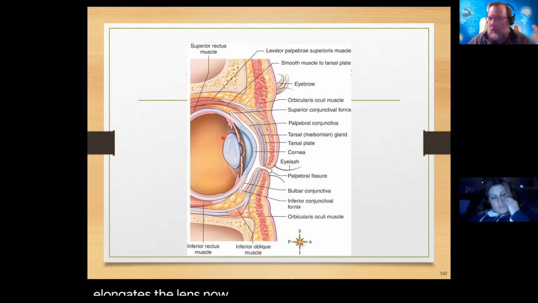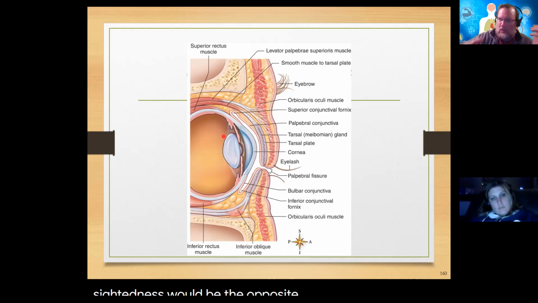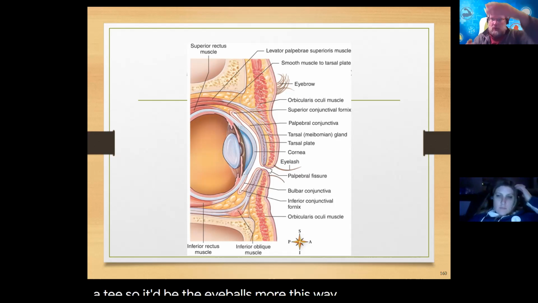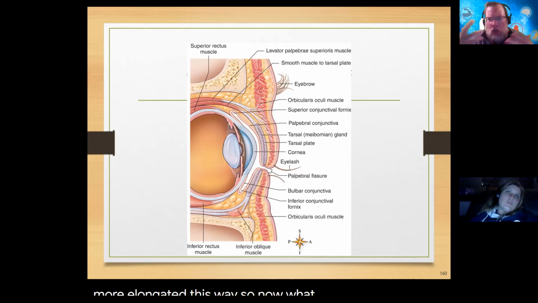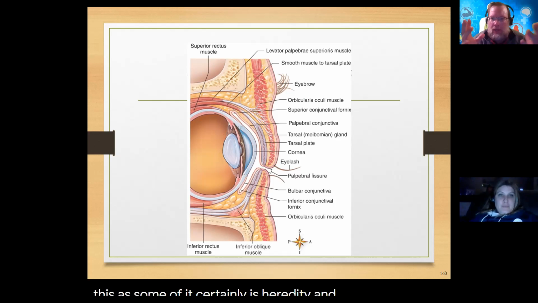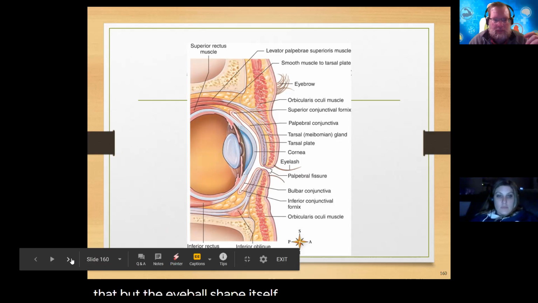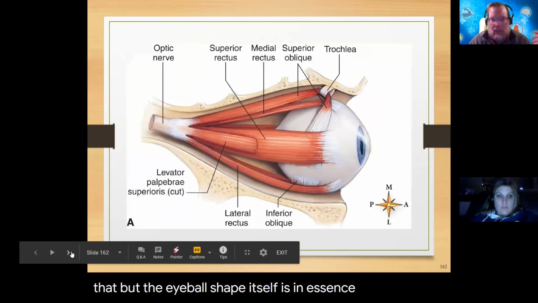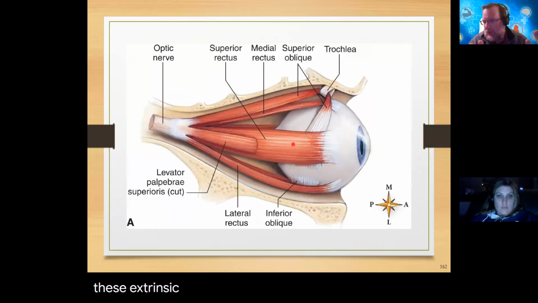Now, farsightedness would be the opposite. It'd be like a football on a tee. So it'd be the eyeball's more this way. So the lens is more elongated this way. So now, what would cause all of this? Some of it certainly is heredity and genetics, but the eyeball shape itself is in essence dictated by these extrinsic eye muscles. So you could see the eye orbit, right?